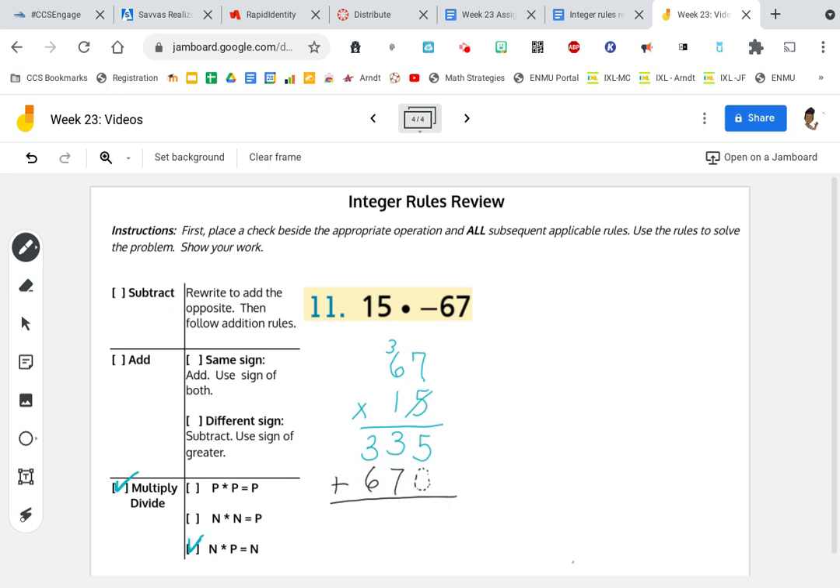And that's going to be a 5. 3 plus 7 is 10. Write down my 0. Carry my 1. 1 plus 3 plus 6 is 10. And I'm almost done, but I have to remember that my answer is negative.